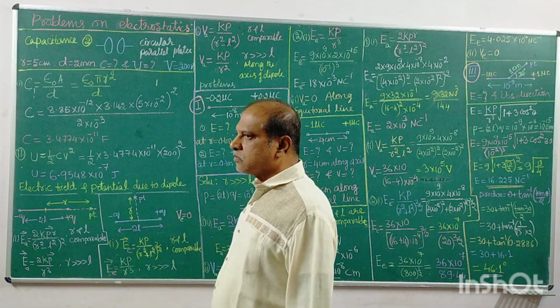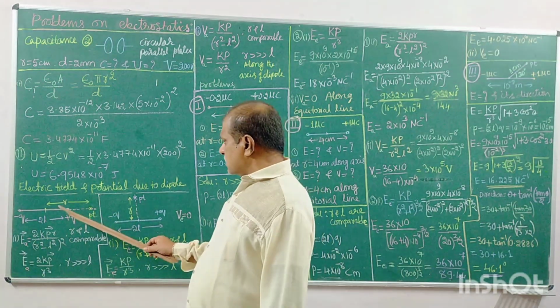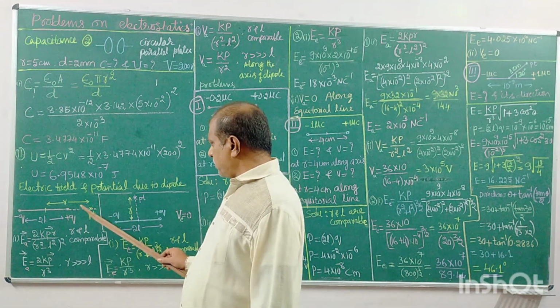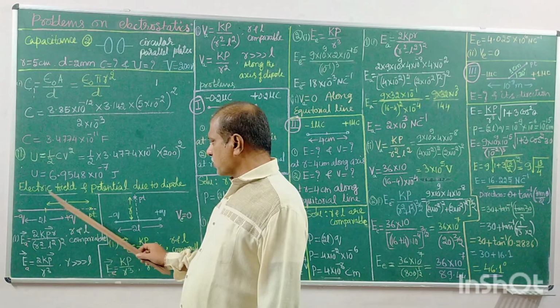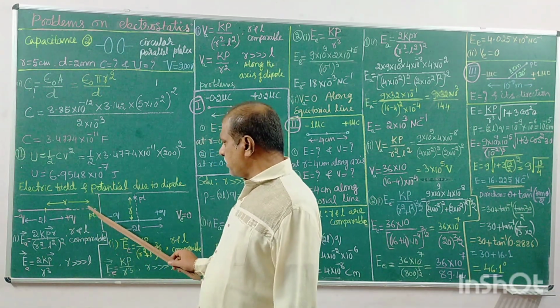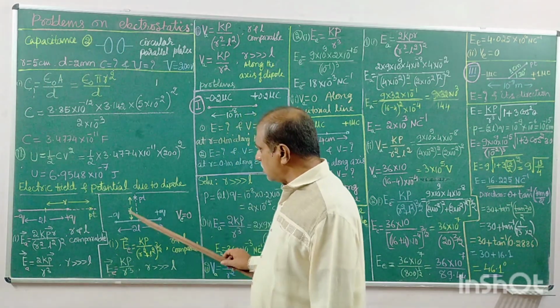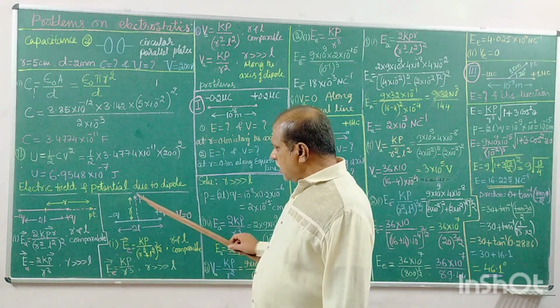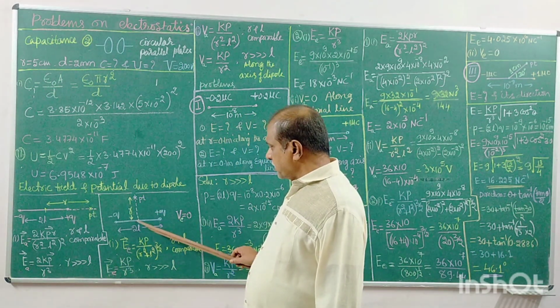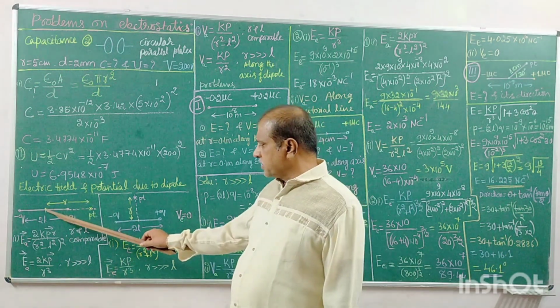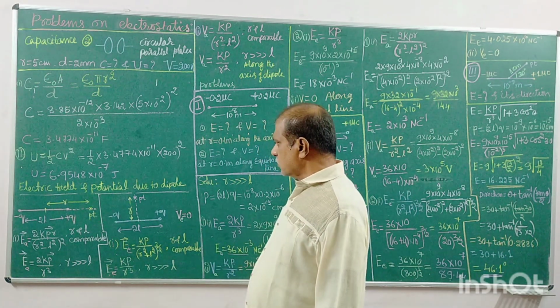Then what is R? R is the distance of separation between the point and the midpoint. The point is on the axis. Here also, R is the distance of separation between the point and the midpoint. That is, the midpoint is here.